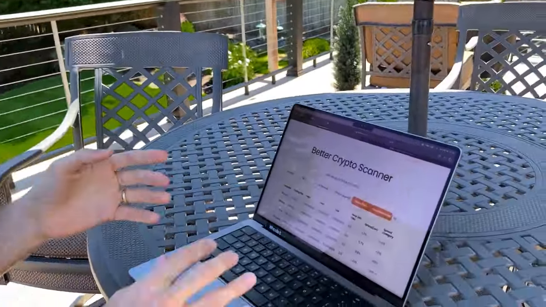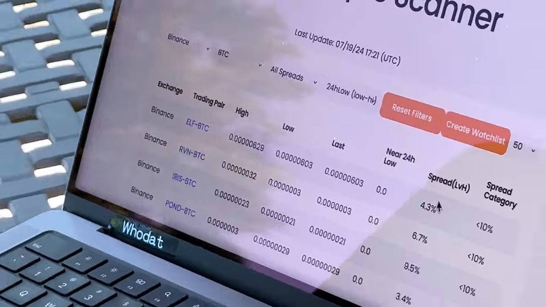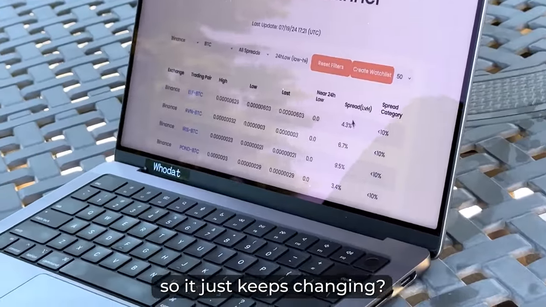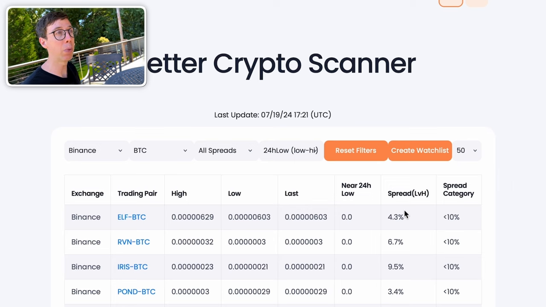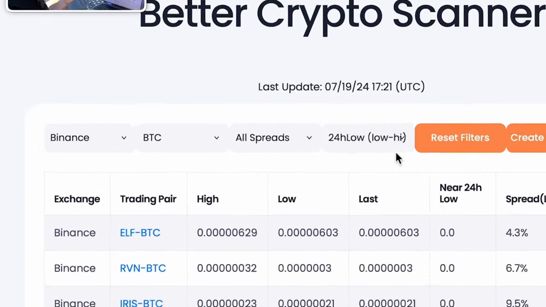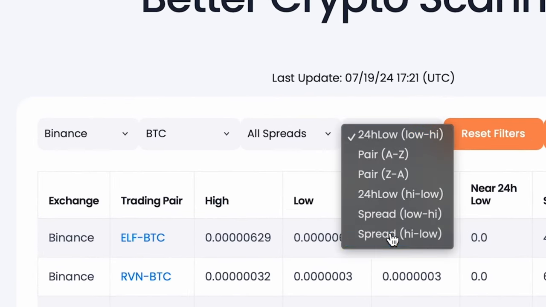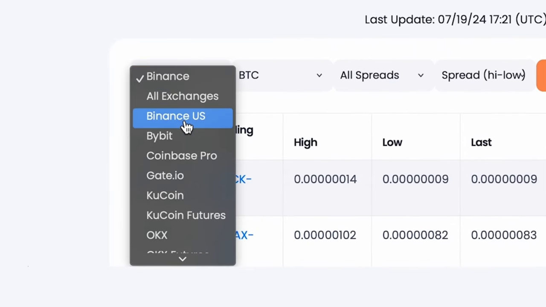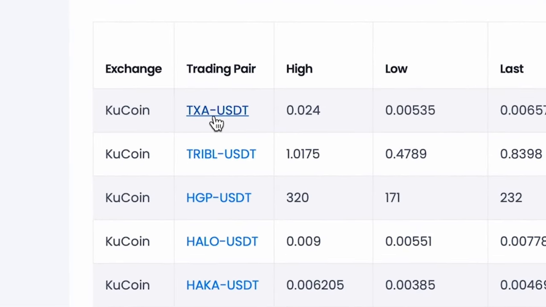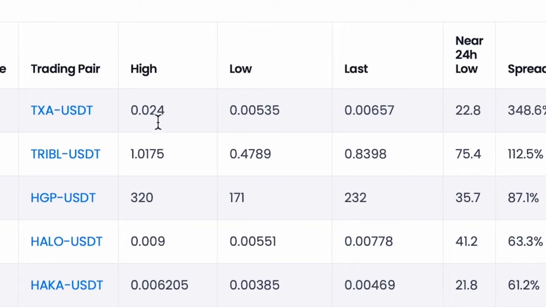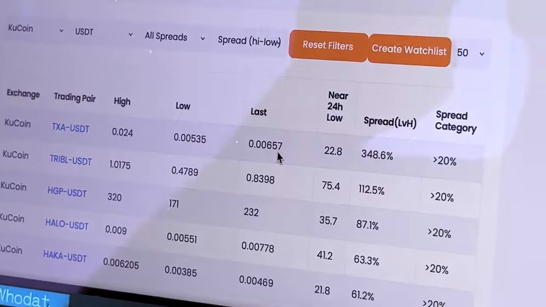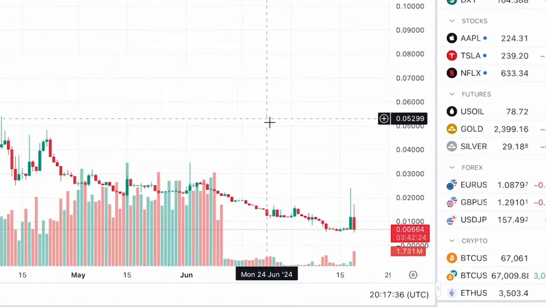Whereas with the scanner, this is a rolling 24-hour spread. So instead of it being automatically reset and everything zeros out at the end of the day, it just keeps looking back and looking forward. This is really, really useful because we want to look for volatile moves in the market. So if I sort by spread, I want to do high versus low, and let's choose KuCoin. TXA USDT on KuCoin has a high of 0.024, a low of 0.00535, and a last of 0.00657. So this tells me that this chart pumped, and look at that, it pumped a ton.